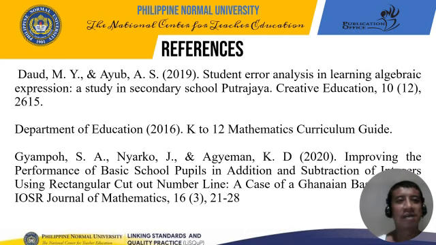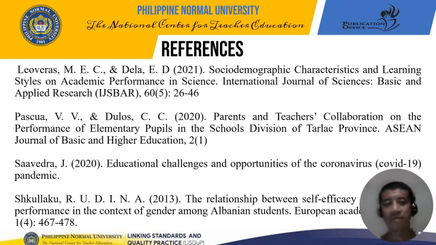Other references: a study of student error analysis in learning algebraic expressions in secondary schools, Creative Education. Department of Education 2016 K-12 Mathematics Curriculum. Improving the performance of basic school pupils in addition and subtraction of integers using rectangular cut or number line. Another study is the socio-demographic characteristics and learning styles on academic performance in science.